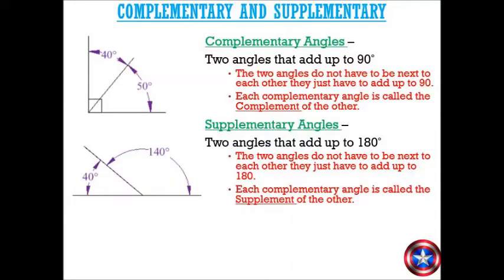Complementary and supplementary. Complementary angles are 2 angles that add up to 90 degrees. The 2 angles do not have to be next to each other. They just have to add up to 90 degrees. Each complementary angle is called the complement of the other. Supplementary angles: 2 angles that add up to 180 degrees. The 2 angles do not have to be next to each other. They just have to add up to 180. Each supplementary angle is called the supplement of the other.